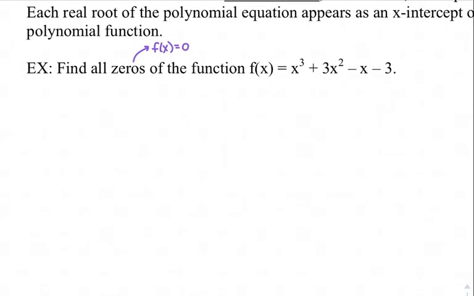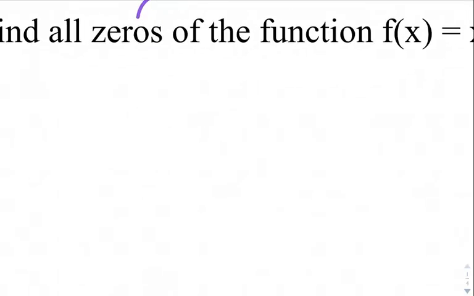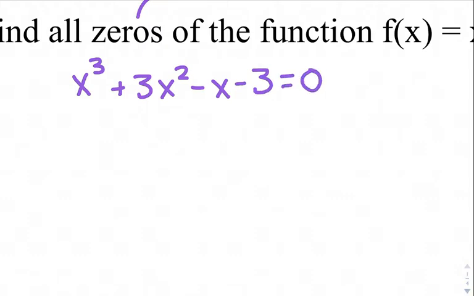In my first example, I have f of x equals x cubed plus 3x squared minus x minus 3. I'm going to take that whole function and set it equal to 0. So it's x cubed plus 3x squared minus x minus 3 equals 0. Whenever you have four or more terms, you have to factor by grouping.